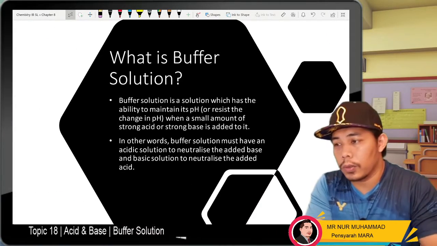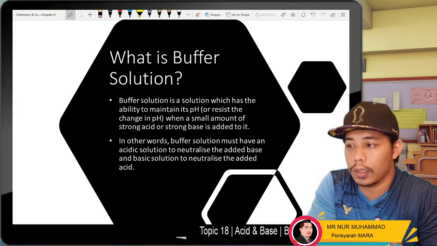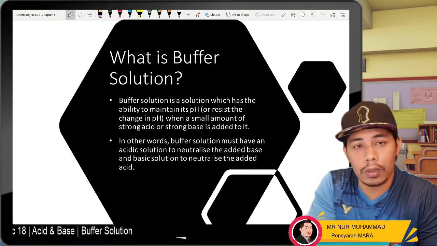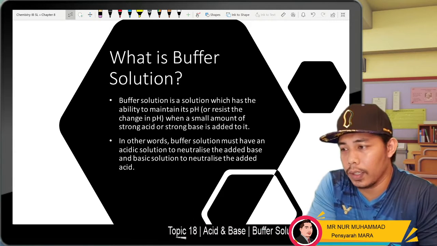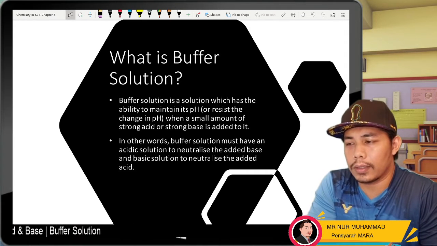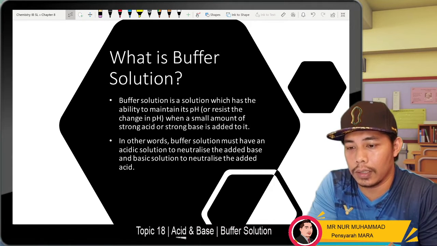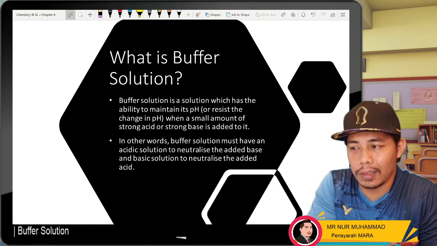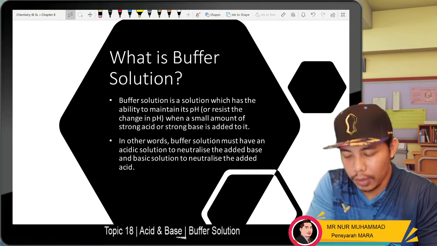Okay, so what is a buffer solution? A buffer solution is a solution which has the ability to maintain its pH, or resist the change in pH, when a small amount of strong acid or strong base is added to it. In other words, a buffer solution must have an acidic solution to neutralize the added base and a basic solution to neutralize the added acid. Inside the buffer solution, it must have an acidic component and also a basic component. Okay, we proceed to the next slide.